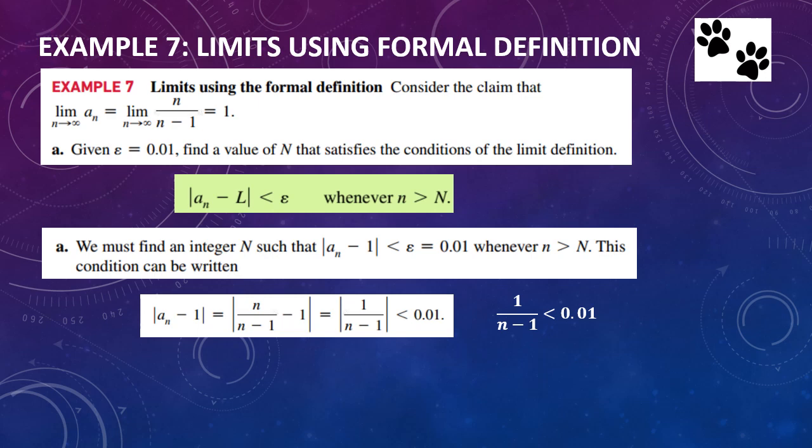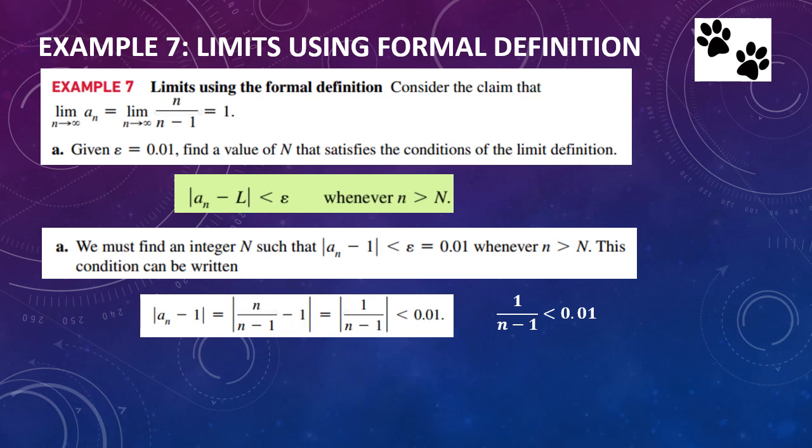Well, I can remove the absolute value, which makes it simpler because we know that n is greater than 1. We start at n equals 1 and go up, so we're going to assume that the values for n are greater than 1.